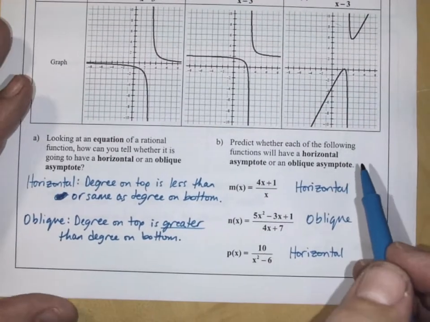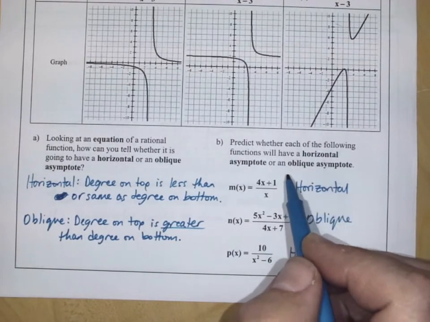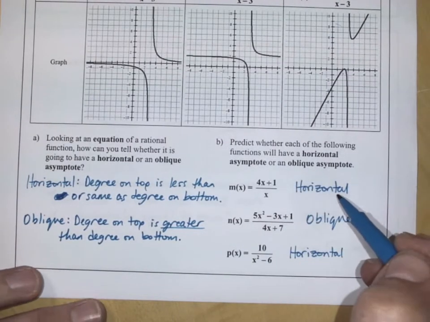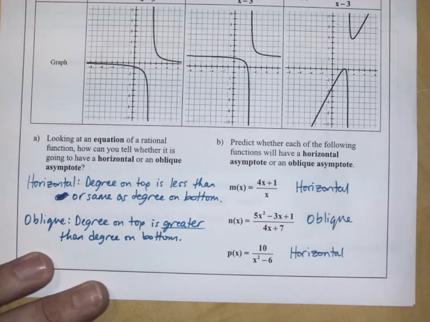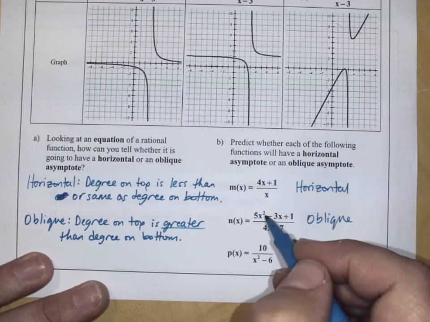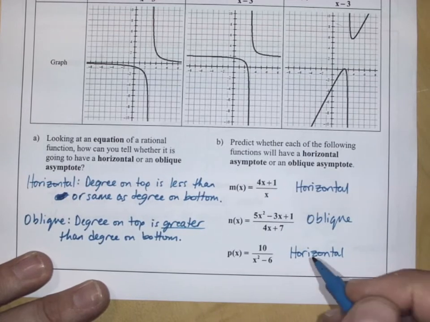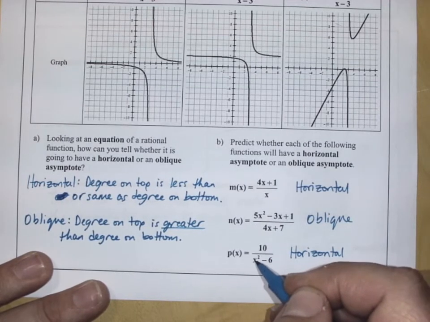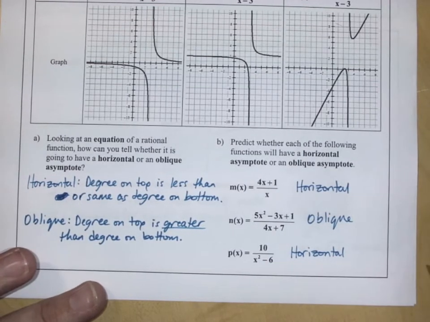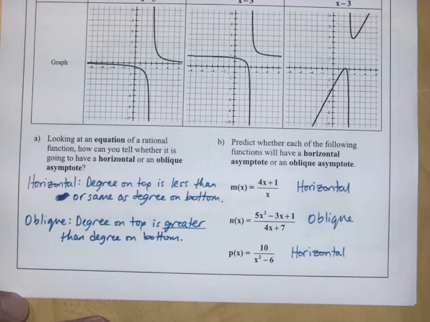So, predict whether each of the following functions will have a horizontal or an oblique asymptote. The first one has a horizontal, same degree, top and bottom. Oblique for the second one, the degree is higher on the top than the bottom. And horizontal for the third one, the degree is higher on the bottom than the top, or less on the top than the bottom.